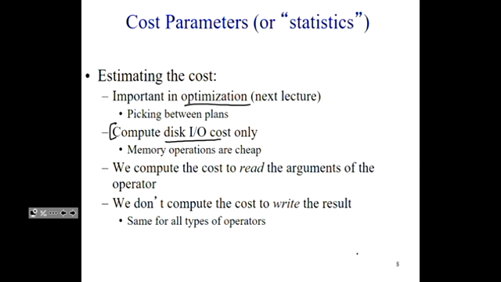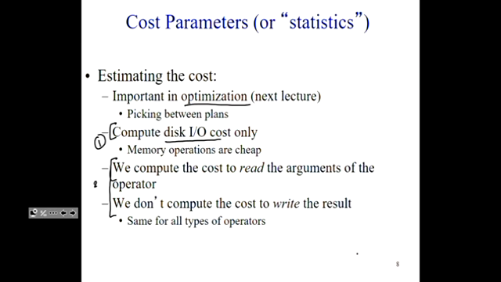The second restriction, after focusing on the disk I/O, is that we are not going to compute the cost of writing the result of an operation. We are only going to compute the cost of reading the arguments of the operator. When you're done computing the results of the operator, you're going to have to write the results onto disk once again. That is not something we are going to count the cost of, because that stays the same independent of which physical operator you end up using.